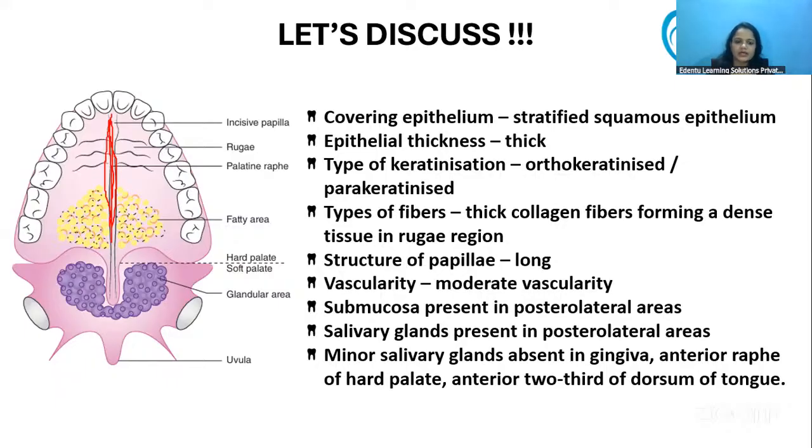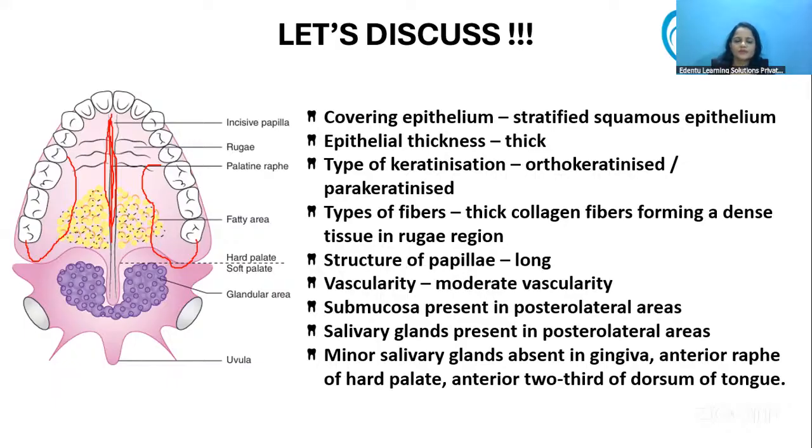But here in the options, it is specifically mentioned whether the submucosa is present posterolaterally. Posterolaterally means near the molar region. So near this molar region, yes, submucosa is present, and along with that submucosa, you will be able to see the minor salivary glands also.